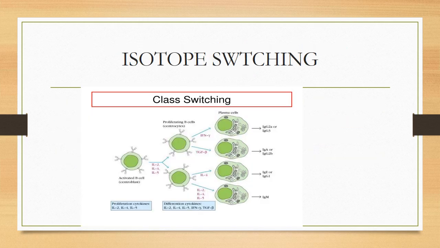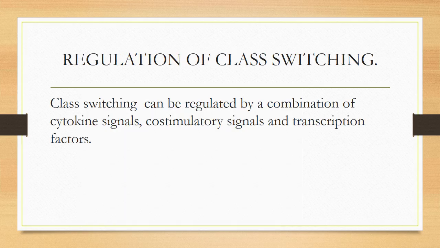Here there is a diagram which explains very well how the different classes of antibody will be formed from IgM. I hope this diagram explains it very well. About the regulation of class switching, we have seen that class switching can be regulated by a combination of cytokine signals, costimulatory signals, and transcription factors.